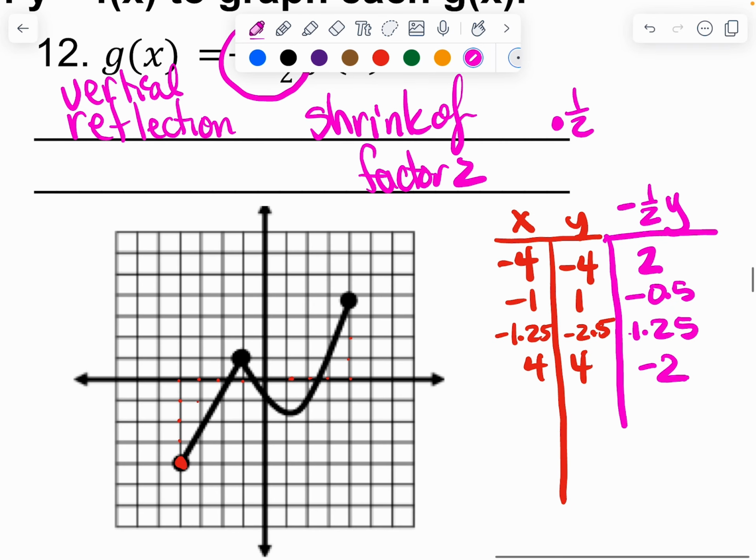I'm going to plot -4, 2. So -4, 2. Then -1, -1/2. Oops, -1/2. And then -1.25.